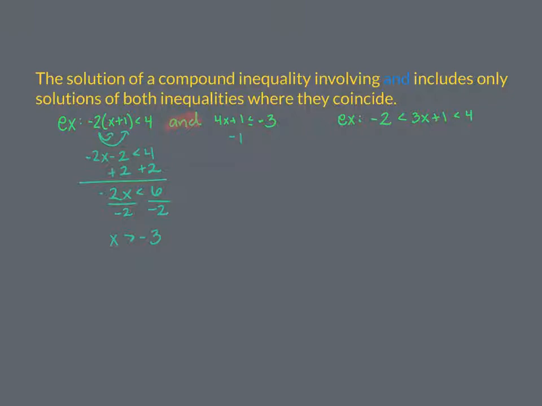I'm going to subtract 1 from both sides, so I get 4x ≤ -4. Now I'm going to divide both sides by 4, so I get x ≤ -1. So my two solution sets are x > -3 and x ≤ -1. So I'm going to graph my solution.